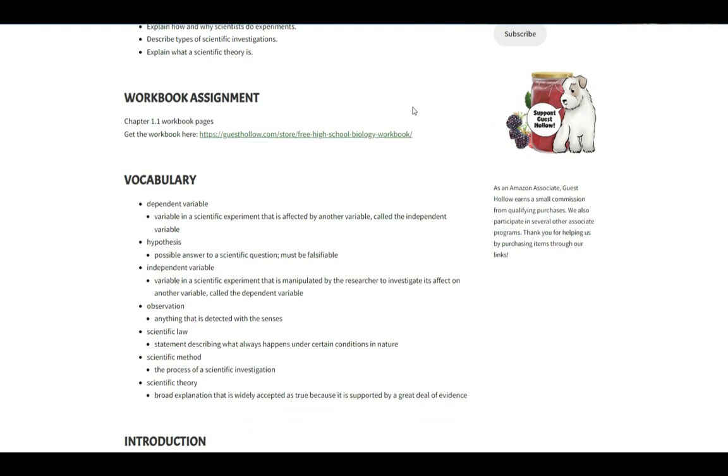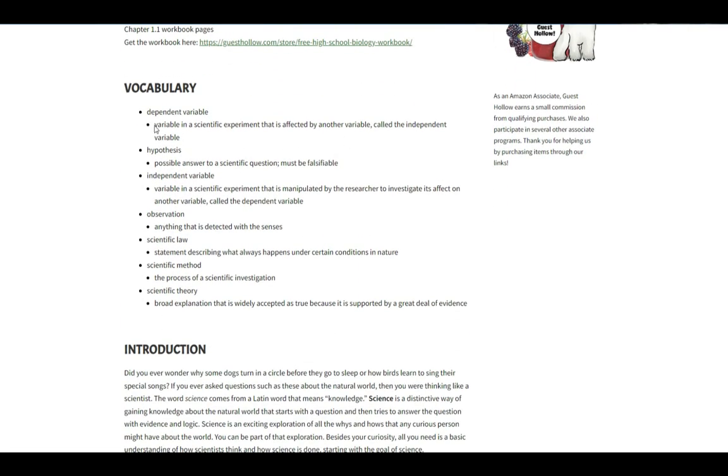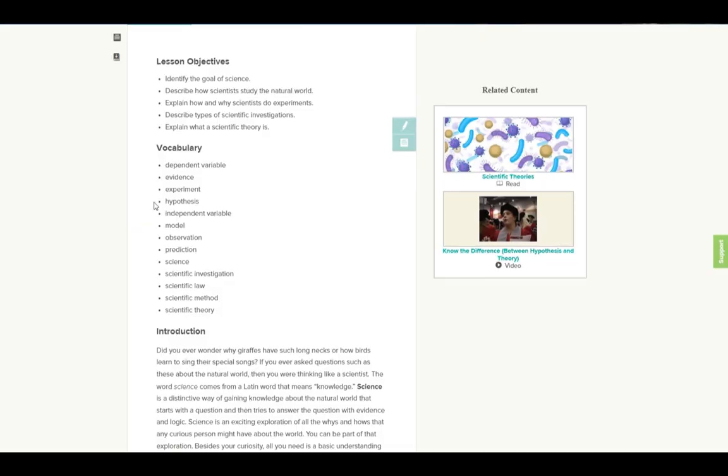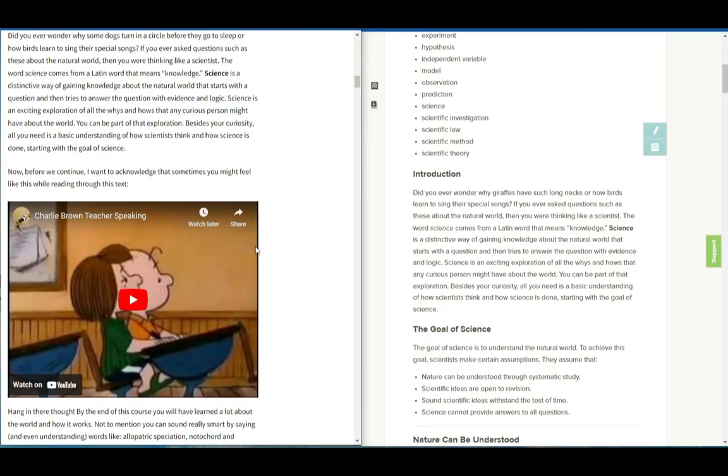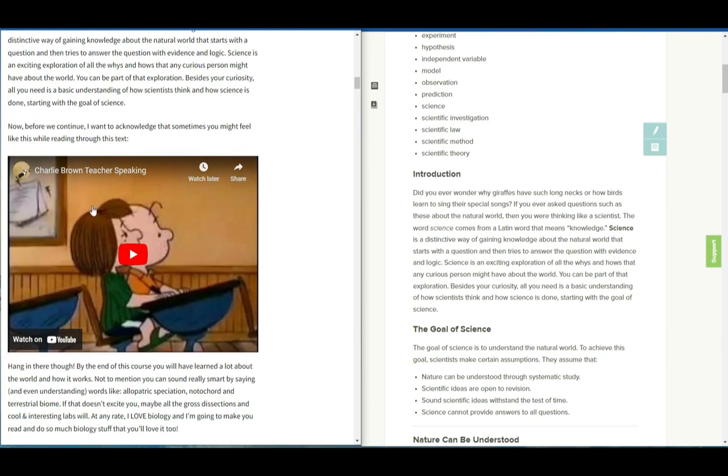In addition to this, they also have the vocabulary list, and the Guest Hollow has opted to take all of their vocabulary words and add definitions. This makes an easy glossary for kids to use. If they are reading and have trouble pulling context clues, they can refer back to the top. CK12 just has the list of vocabulary. Looks like the introduction is pretty similar, except the Guest Hollow has added Charlie Brown teaching.